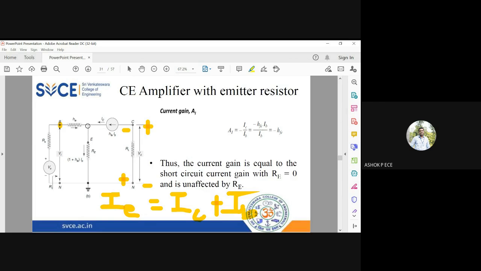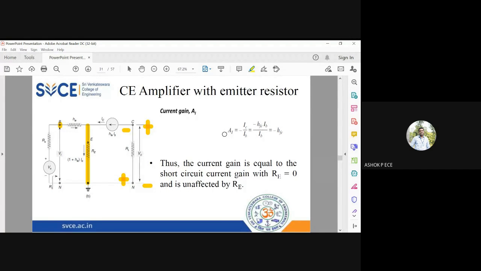So the current through the resistance RE is going to be IE, and I'm writing IE in terms of IB as 1 plus beta into IB. Okay, that is a simple equation where I'm writing everything in terms of base current. Why base current? Because it will be easy to simplify the expression when I write everything in terms of base current.